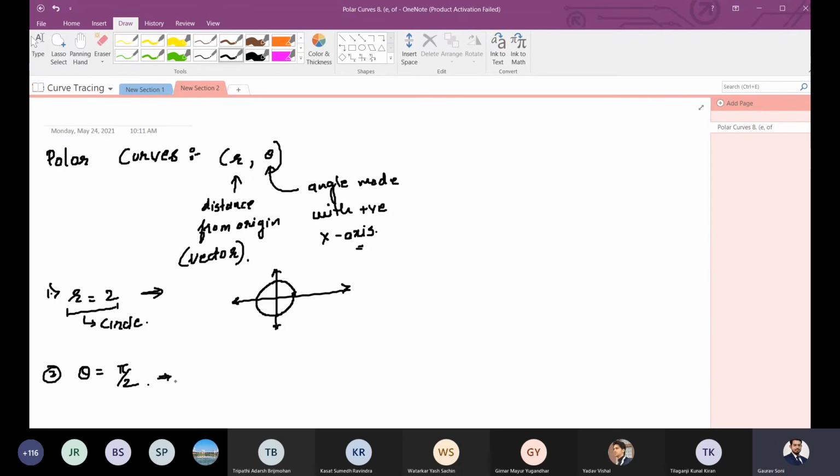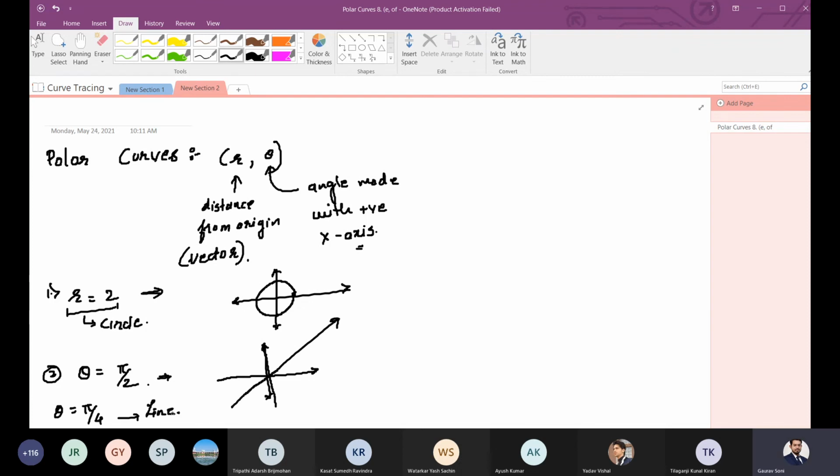What about theta equal to pi by 2? It represents a line parallel to the y-axis. Are you sure? It is on the y-axis, simply the y-axis. So theta equal to pi by 2 is a straight line. Not just this, you give any constant value to theta, for example theta equal to pi by 4. This will be the line y equal to x. So theta equal to a constant number represents a straight line.